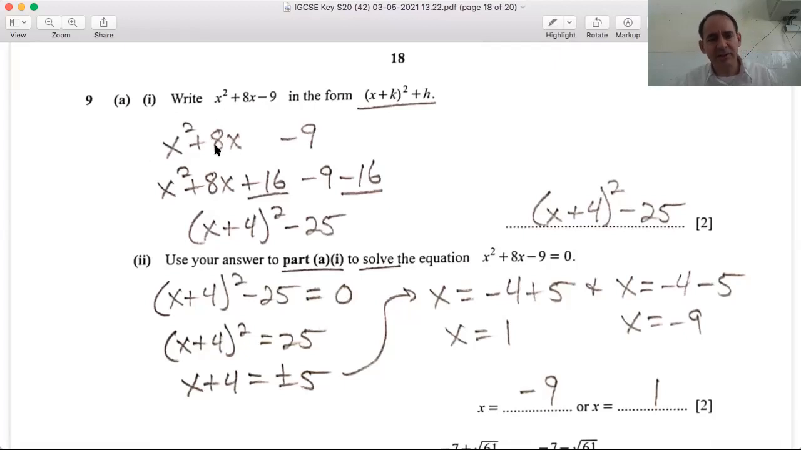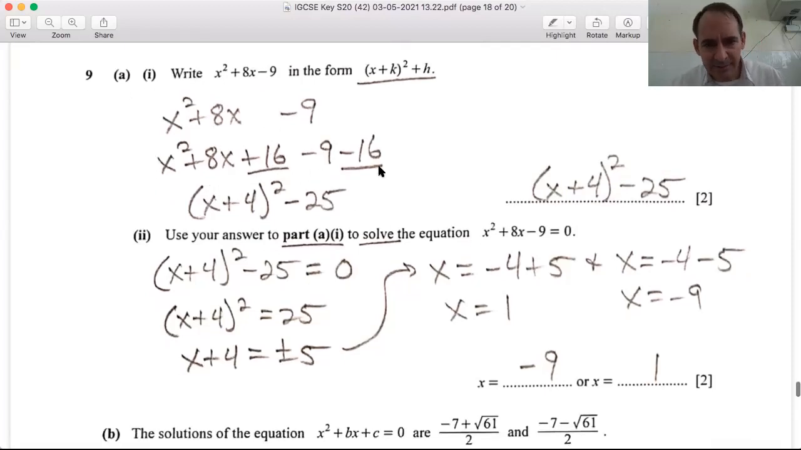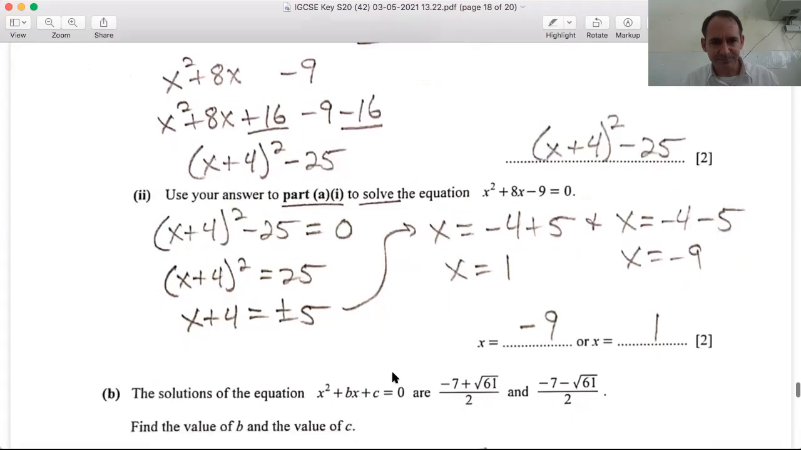So the b term is 8. Divided by 2 is 4, squared is 16. So this plus 16 is the magic number that allows it to factor into a perfect square. And we have to equalize over here to maintain our equality of this expression. And -9 minus 16 is -25. So our complete the square form is x plus 4 squared minus 25.